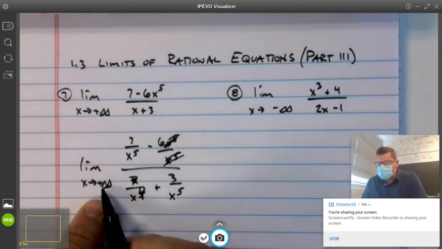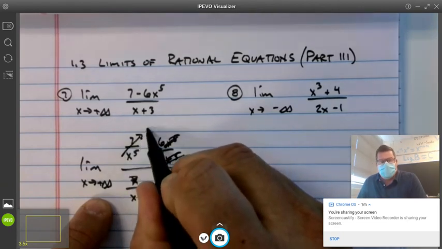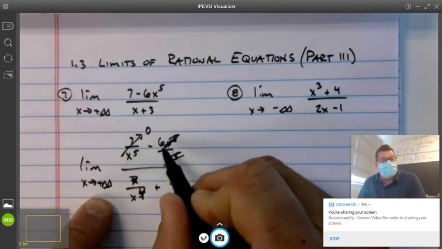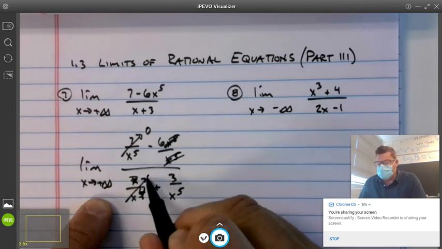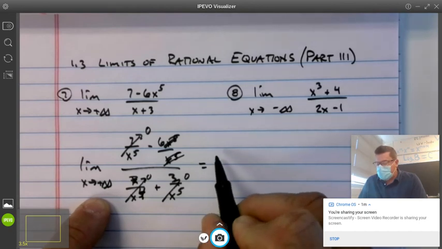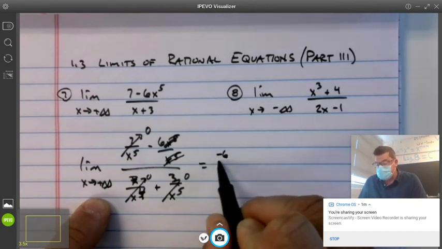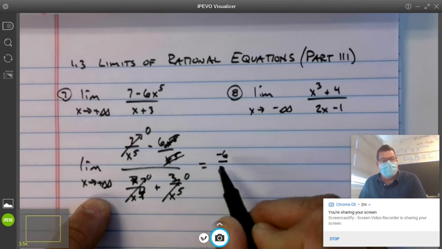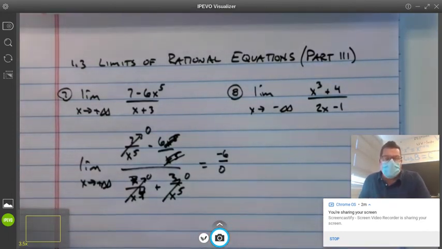As this goes to infinity, that goes to 0. That goes to -6. This goes to 0. This goes to 0. And so what do we have? We have negative 6 over 0. So how are we going to do this? We graph it. You can graph this and see where this is approaching as x is approaching positive infinity. If you don't want to graph it, then you can use the Smith method.